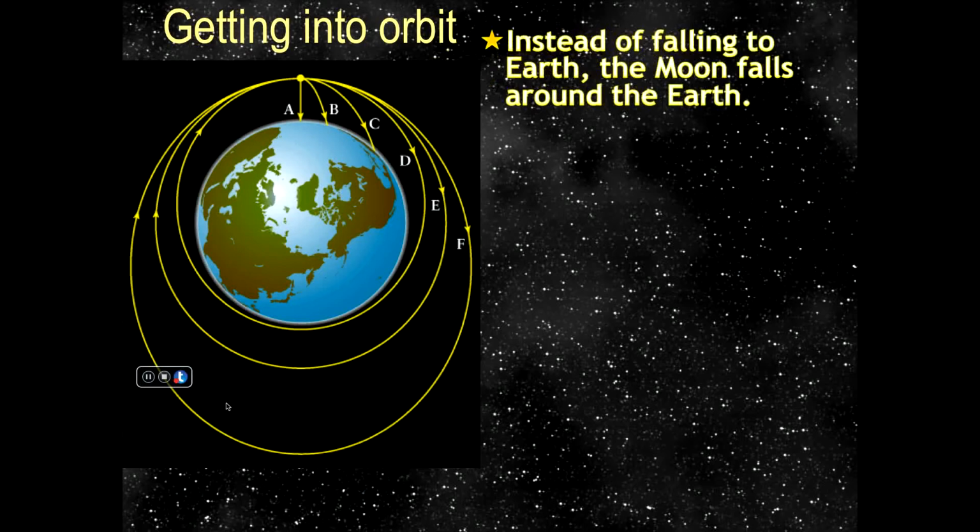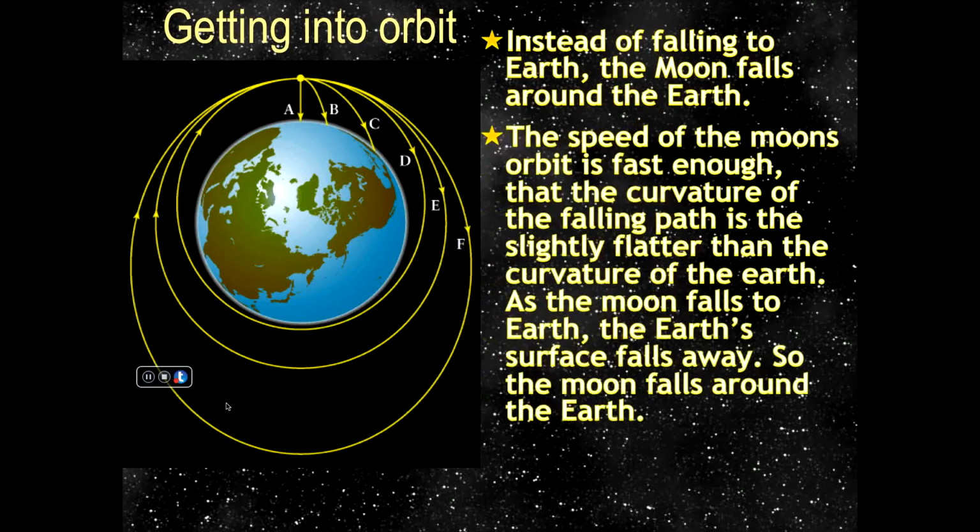So just to summarize that, it's not so much that they are orbiting each other, but the Moon falls around the Earth. The speed of the Moon is just right so that it doesn't fall towards the Earth. Its parabolic path is actually slightly flatter than the curvature of the Earth, and so the Moon is always falling towards the Earth, but the surface of the Earth is moving away from it. And likewise, the Earth falls around the Sun.